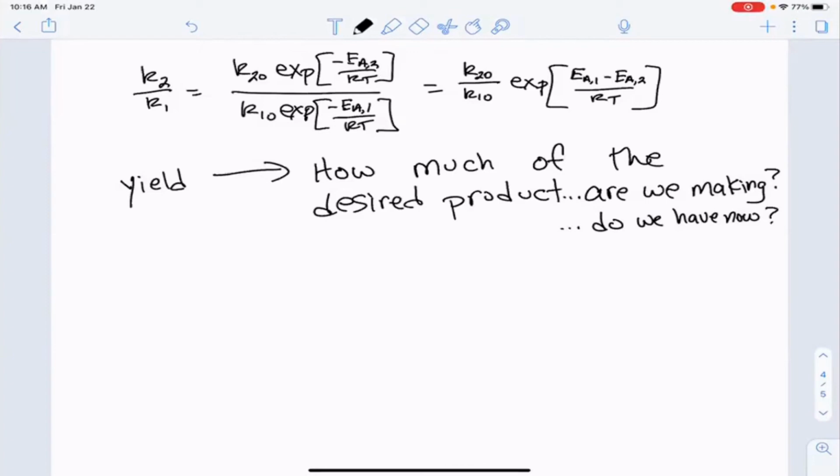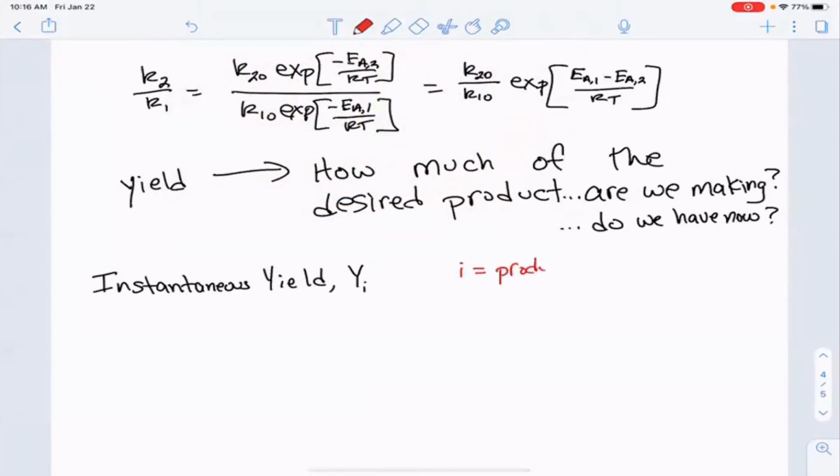And because it's trying to typically ask those two different questions, there are two different definitions for yield. So the first one is called the instantaneous yield. And that is simply given the symbol capital Y I. Okay. And you know, YI, or product I here, is the product of interest. And in this case, that's B.